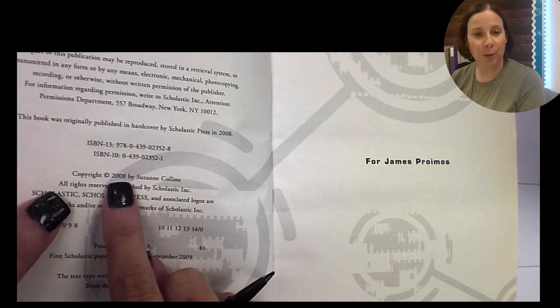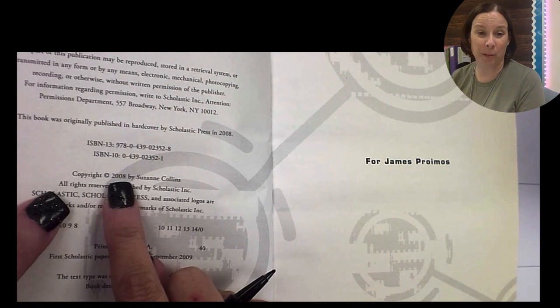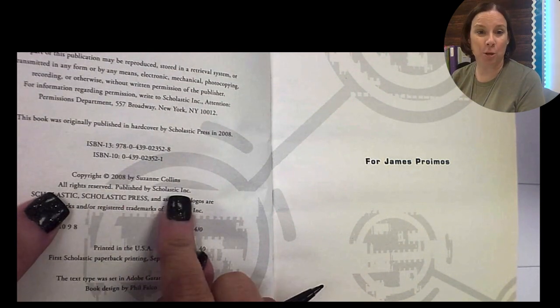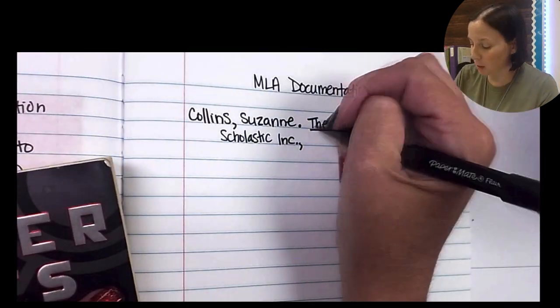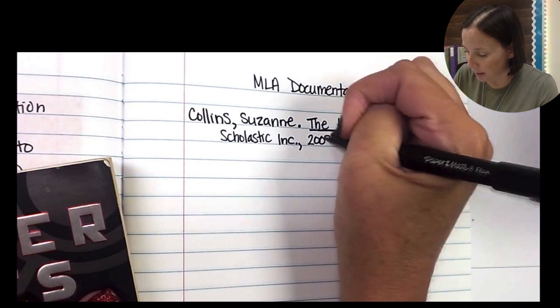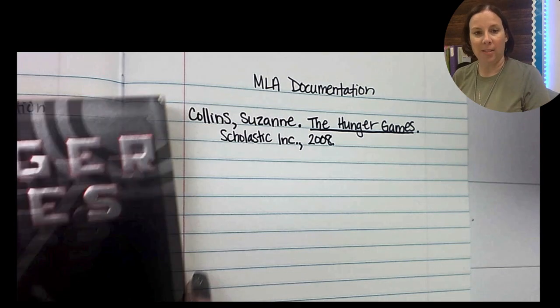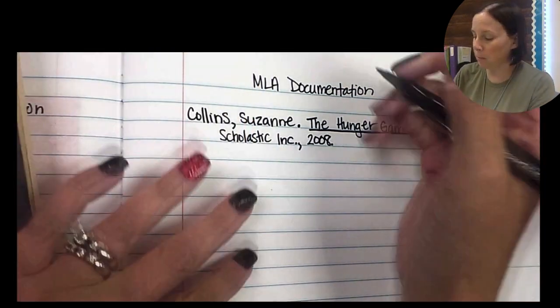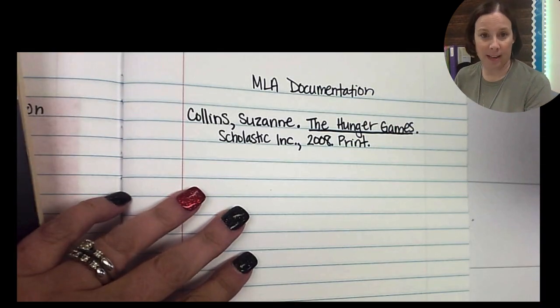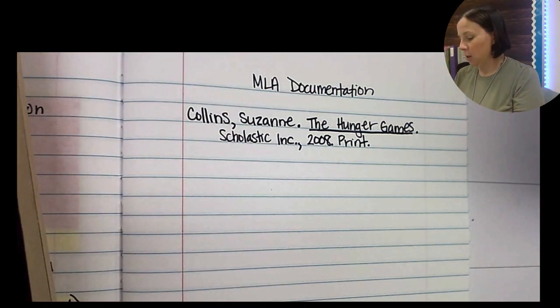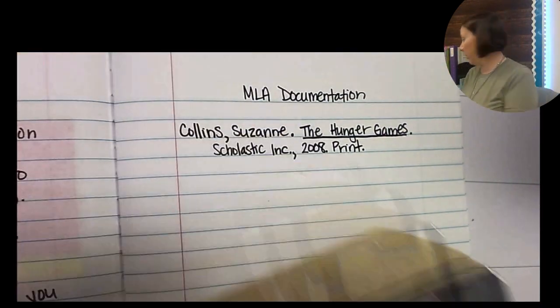Same with Lord of the Flies. I think I've got 3 different books for Lord of the Flies. So they're going to have different publishers and they're going to have different copyrights sometimes. So this one was copyright in 2008. So 2008, period. This is a physical book, so I'm writing print. Okay, and that is it. Okay, so that is where you find everything.